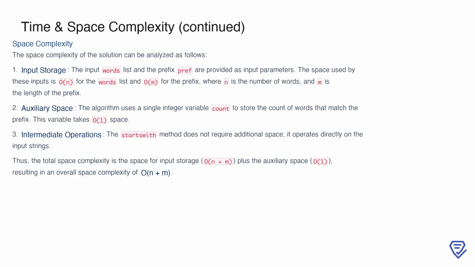Additionally, the algorithm uses a single integer variable, count, which tracks the number of words matching the prefix. This variable requires only 1 space. The startswith method does not require any additional space, as it operates directly on the given strings. Combining these factors, the total space complexity is the sum of the input storage, n plus m, and the auxiliary space, 1. As a result, the overall space complexity is n plus m.